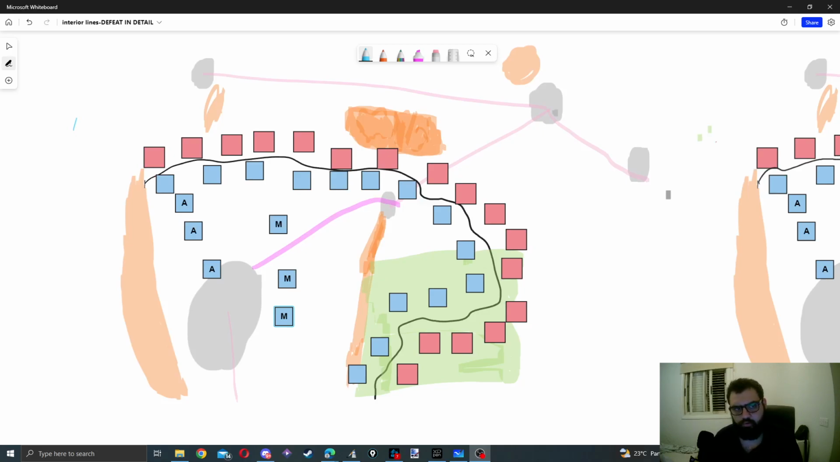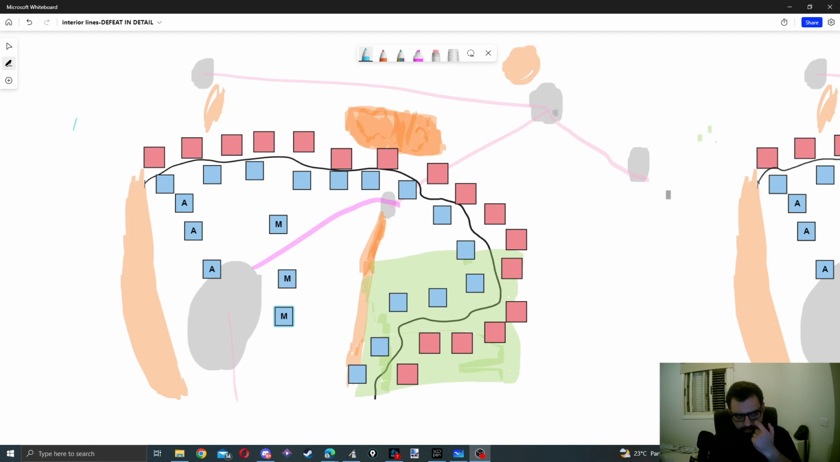Hi, today we're going to talk about interior lines and defeat in detail. Interior lines are a situation where you use your geography and the defender, in most cases, is holding a position where it's in a concave position.